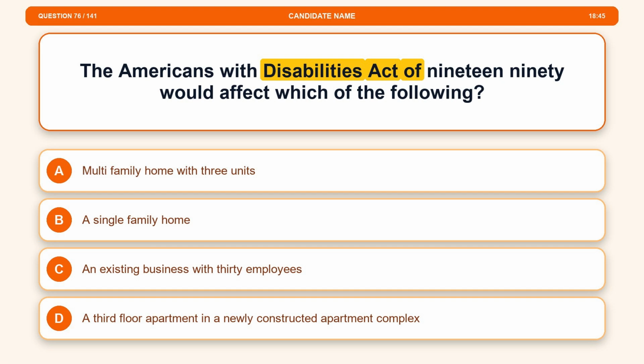Question 76. The Americans with Disabilities Act of 1990 would affect which of the following? Option A, multi-family home with 3 units. Option B, a single-family home. Option C, an existing business with 30 employees. Option D, a third-floor apartment in a newly constructed apartment complex.